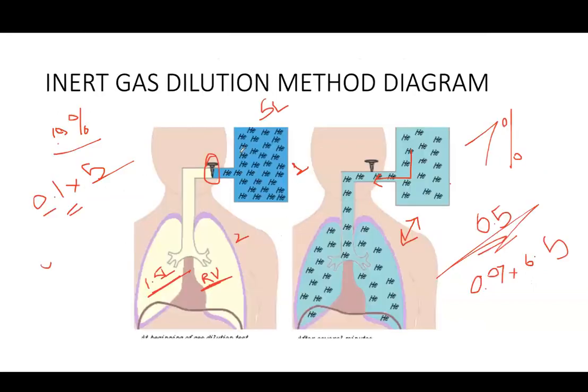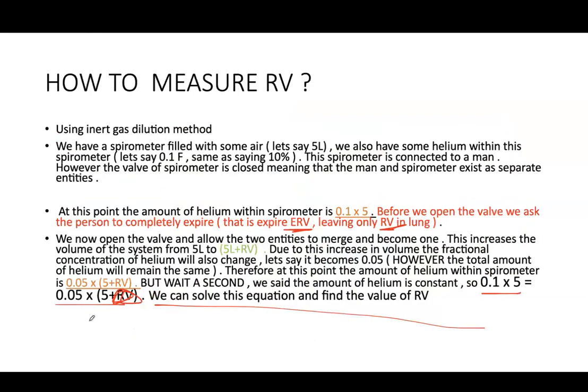You just remember that the helium concentration multiplied by the total volume is the amount of helium. And the amount of helium never changes. It's the same in this case and in this case. So you multiply these two, and then they're equivalent to each other, right? Like this. 0.1 multiplied by 5 is equal to 0.05 multiplied by 5 plus RV. These two values are equal. So using that, you could find RV, which is the residual volume.